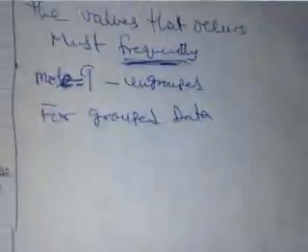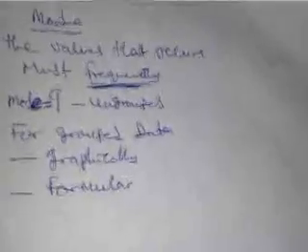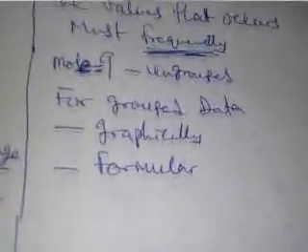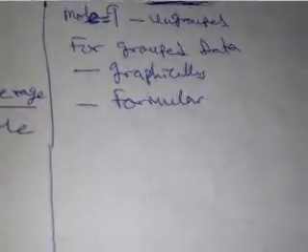Now, you can do this when you have values which are ungrouped. But what happens if you have values which are grouped? Now for group data, there are two things you can do. You can either solve it graphically or by formula. Take note of this. This question normally comes out in your OBJ. They will ask you, in which ways, how many ways, or which ways can you solve your mode for group data? You can either solve group data graphically or by formula.